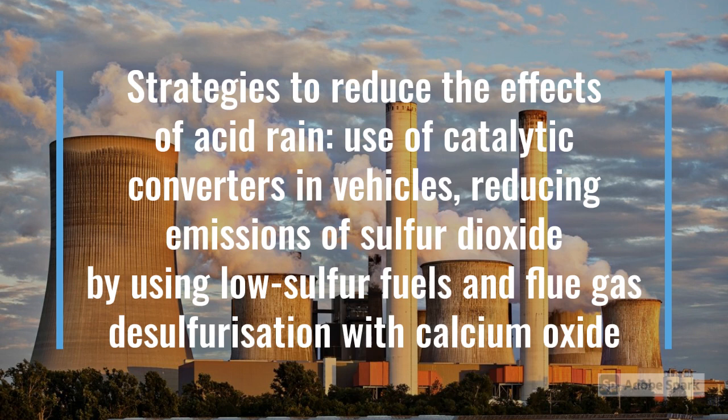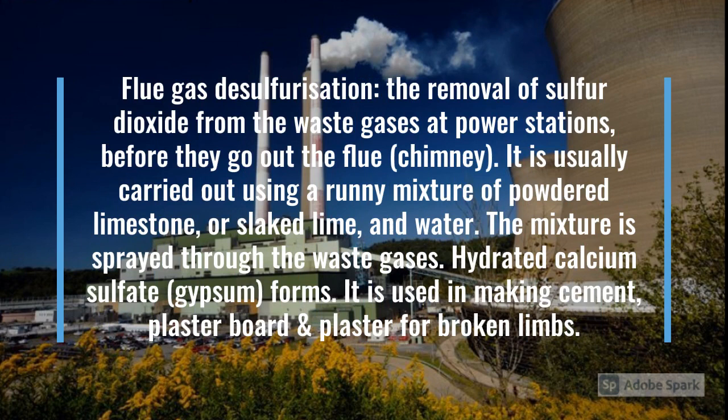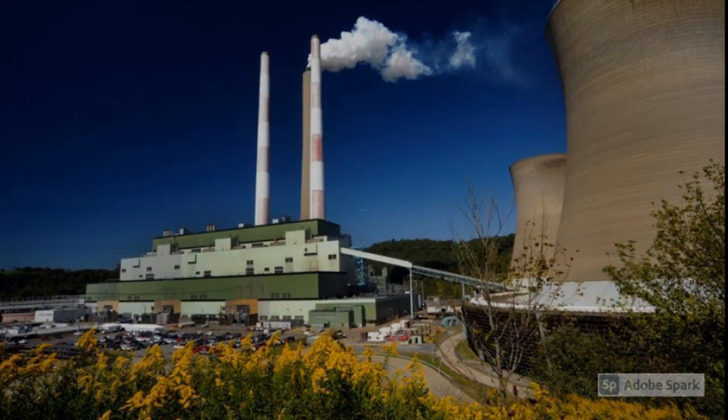This uses calcium oxide. Flue gas desulfurisation is the removal of sulfur dioxide from the waste gases at power stations before they go out the chimney, or the flue. It's usually carried out using a runny mixture of powdered limestone or slaked lime and water. The mixture is sprayed through the waste gases. Alternatively, the gases are just bubbled through it. Hydrated calcium sulfate is the product. It's also known as gypsum, which is used in making cement, plasterboard, plaster for broken limbs, and other products. The company that owns the power station can sell it to earn money.